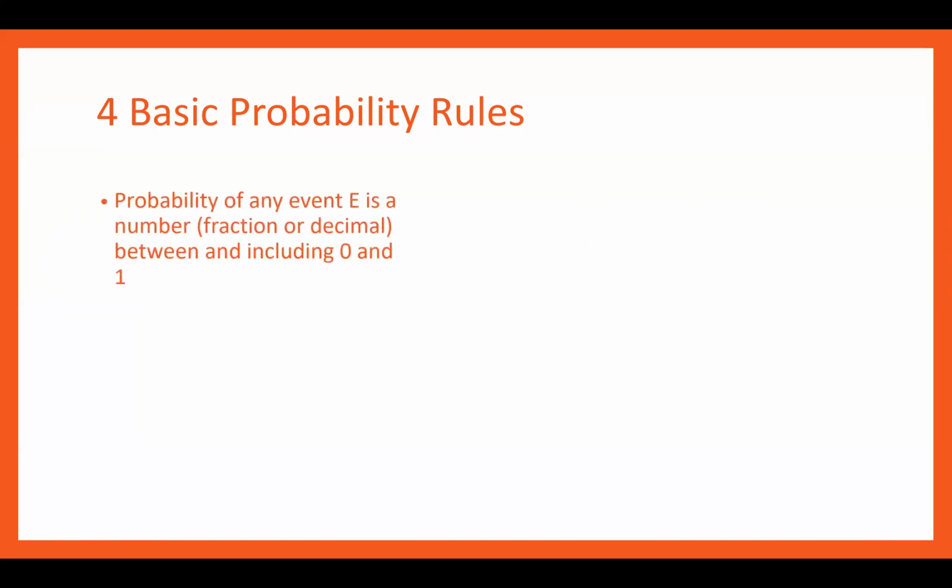The first rule says the probability of any event is a number, fraction or decimal, between and including 0 and 1. So all probabilities have a value between 0 and 1, meaning they are never negative, and it's never going to be bigger than 1.